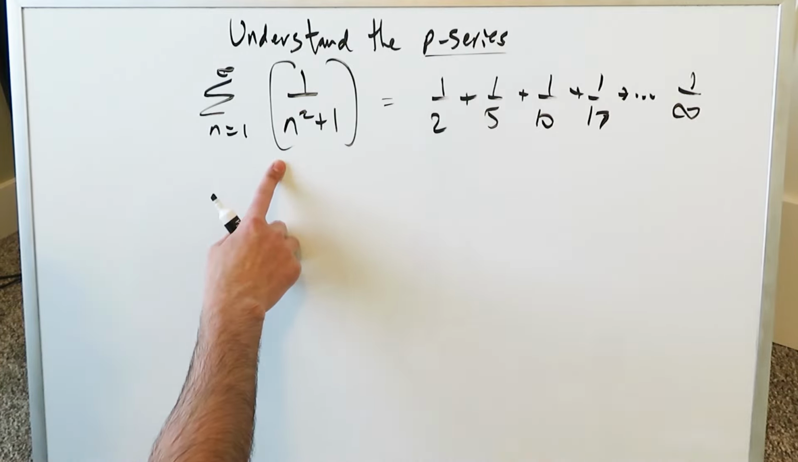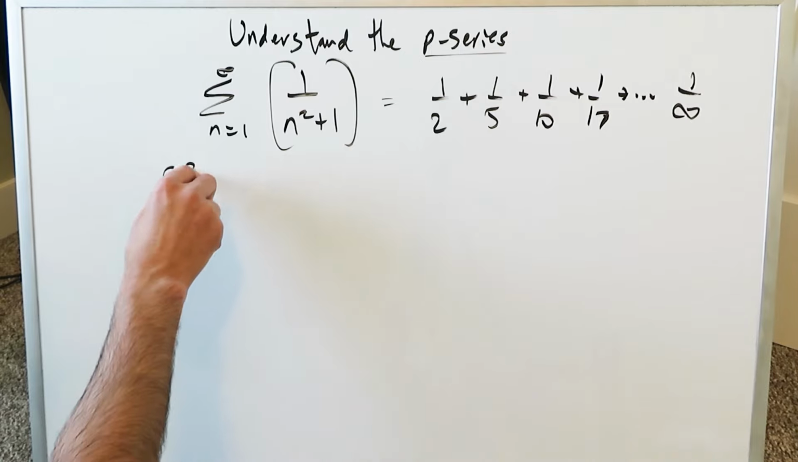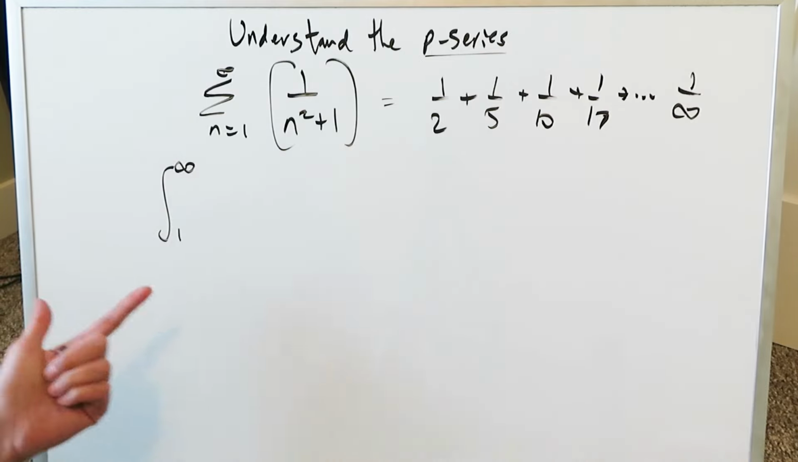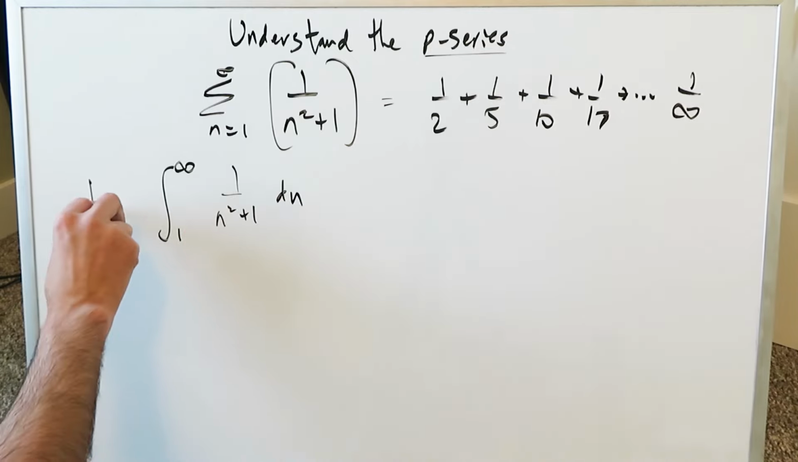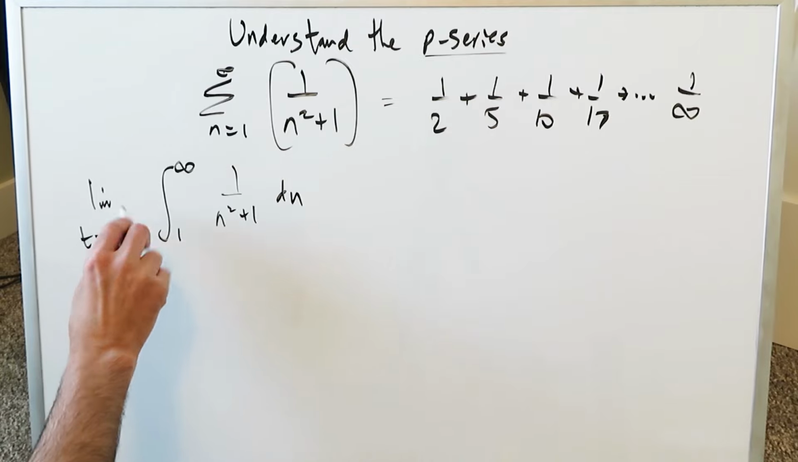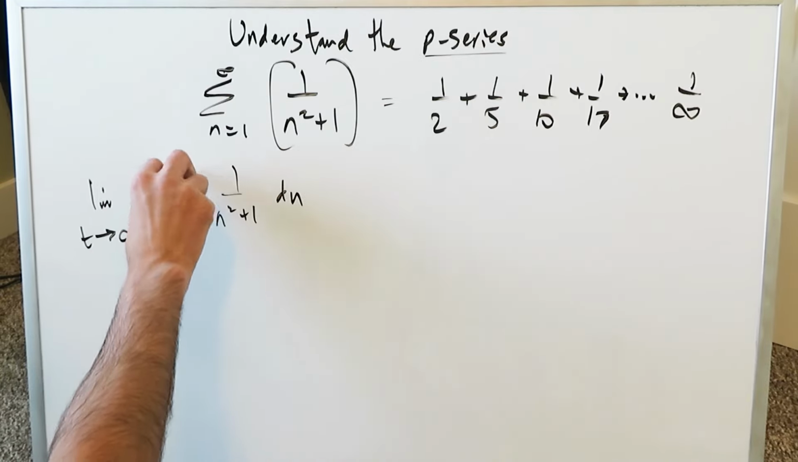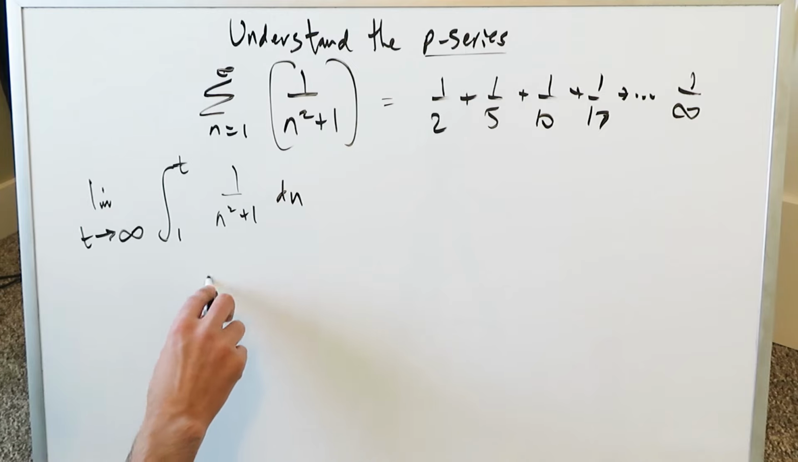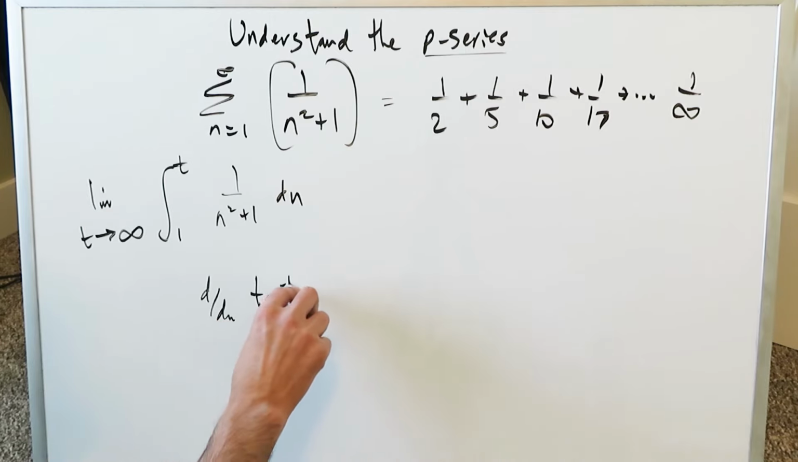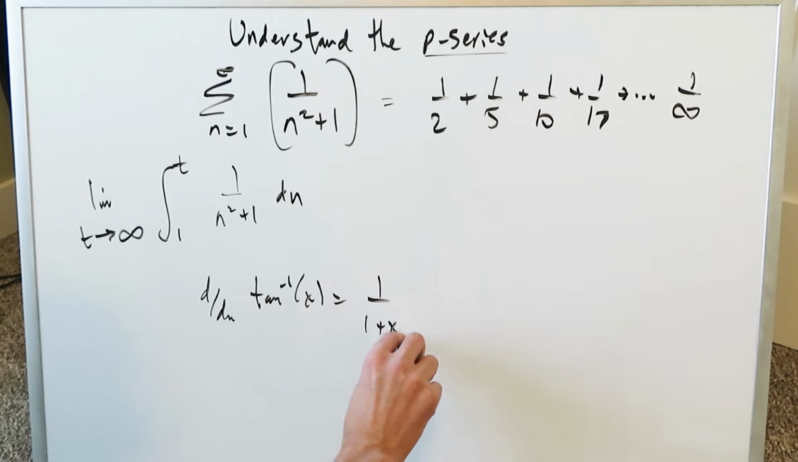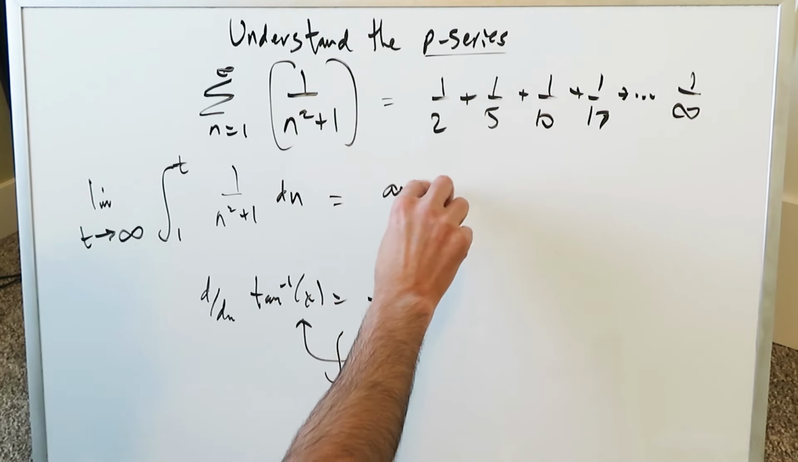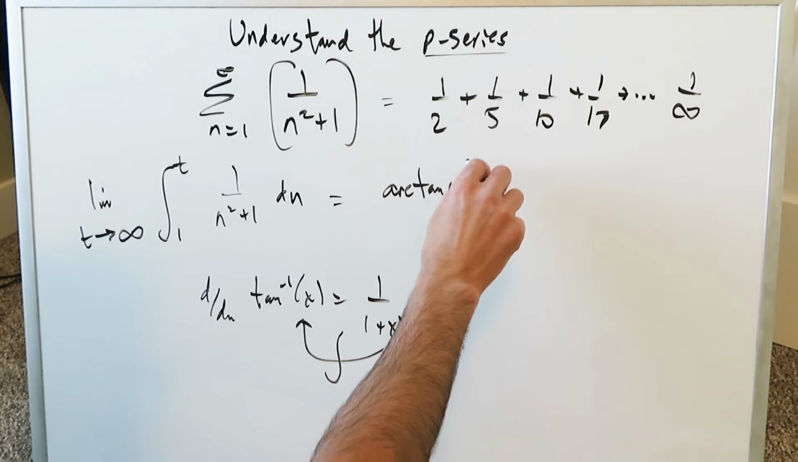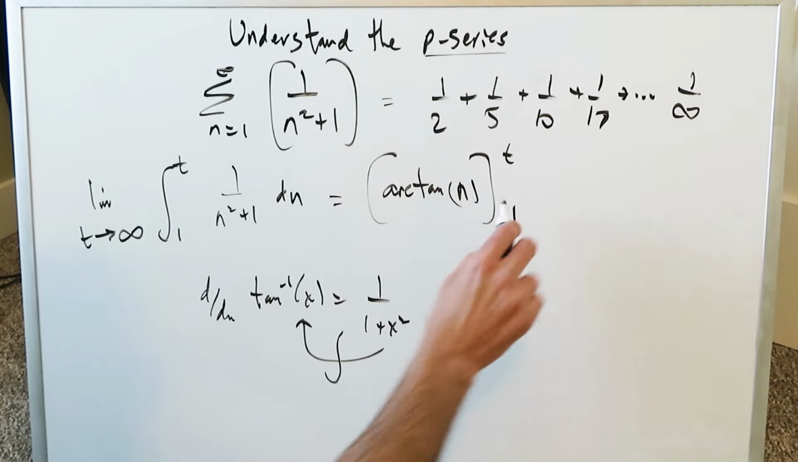But I want to evaluate it by means of an improper integral, and it would look something like this. Remember, we're doing this as a part of the integral test. You have 1 over n squared plus 1 dn. You can do a limit as t approaches infinity, and then bring in a t over here. Remember, the derivative of the inverse trigonometric function arctan x is 1 over 1 plus x squared. Therefore, by means of the integral, you should have arctan n, and we'll be looking at it from 1 up to t.